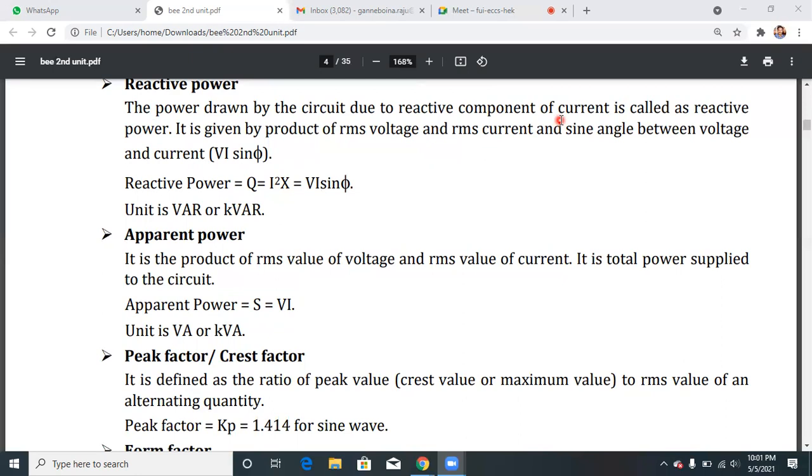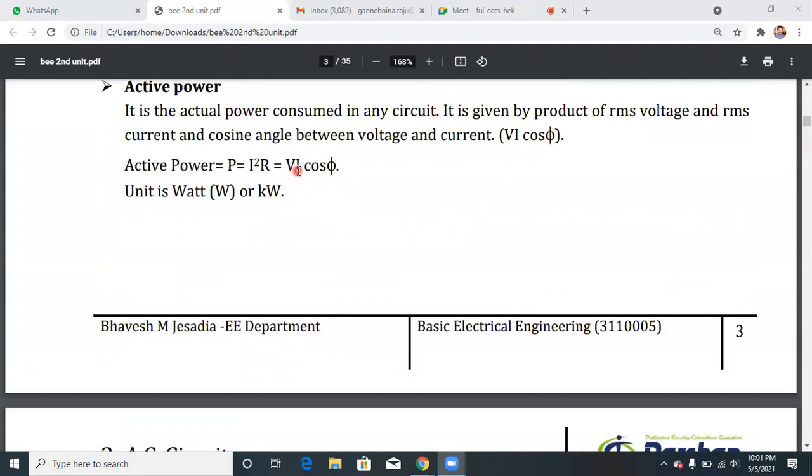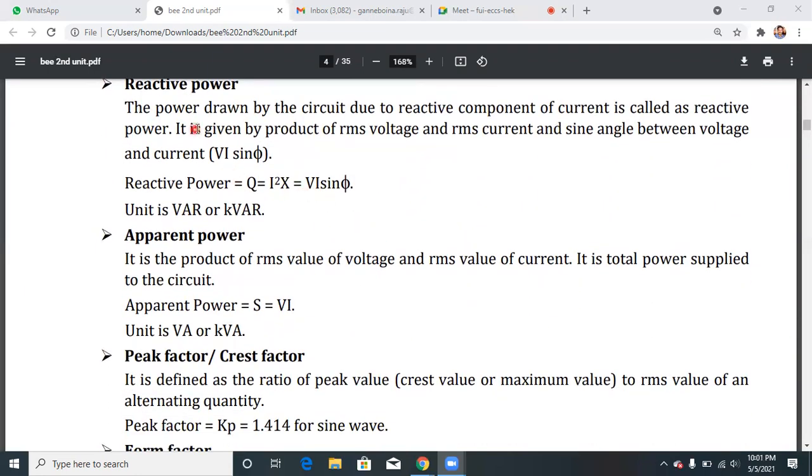Active power is nothing but VI cos phi, the cosine of the angle between voltage and current. For active power, VI cos phi. For reactive power, VI sine phi. The power drawn by the circuit due to the reactive component of current is called reactive power. It is given by the product of RMS voltage and RMS current and the sine of the angle between voltage and current. In active power it is cos of the angle, and reactive power is VI sine phi.